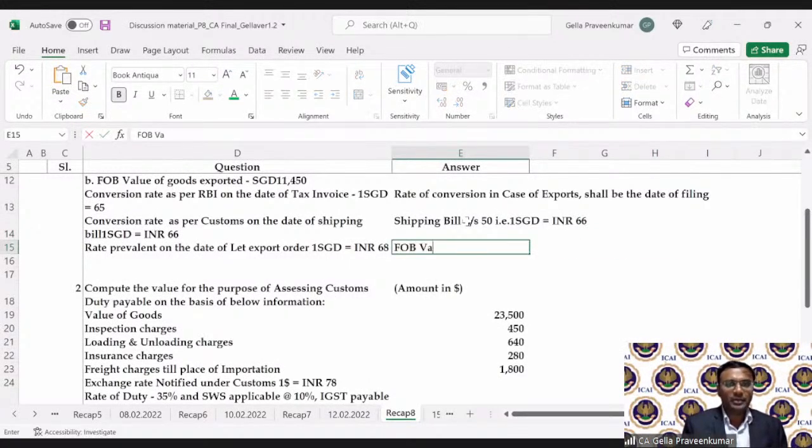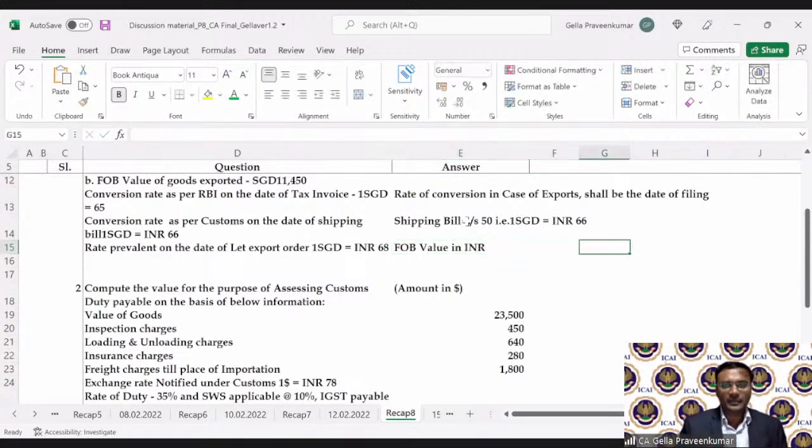So my FOB value in INR will be 11,450 into 66, which is 7,55,700. So this is my value in INR, 755,700. I could see, Namita, your answer is correct. Santosh, you're also right. Naveen Prakash and Sairam, all of you are right. Good. So far, so good.